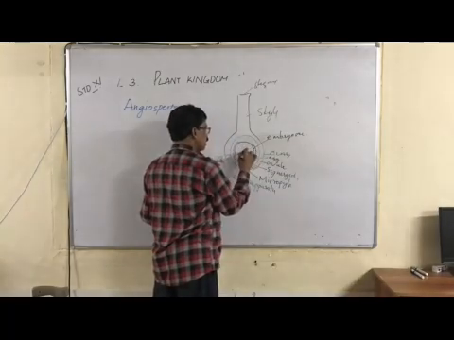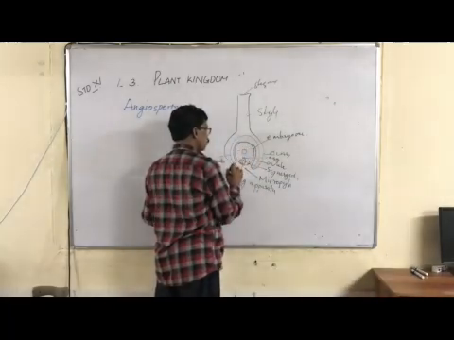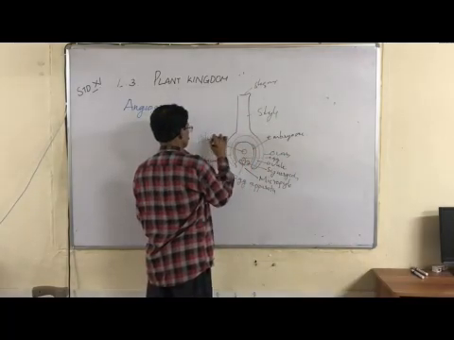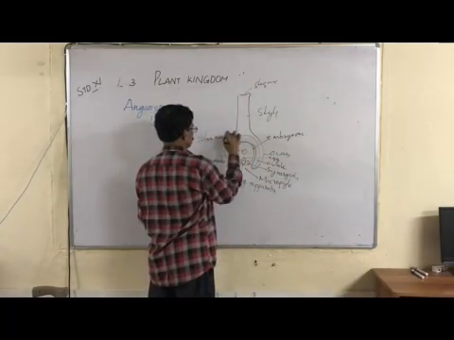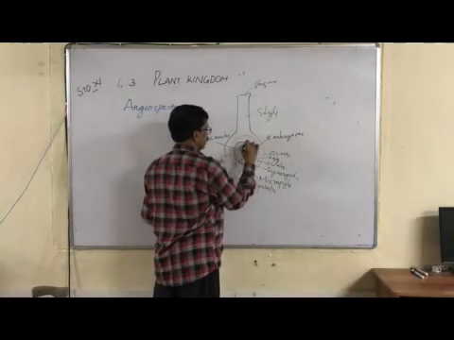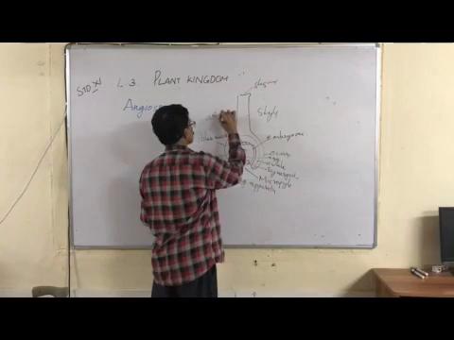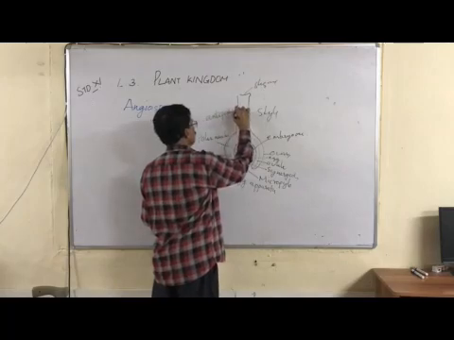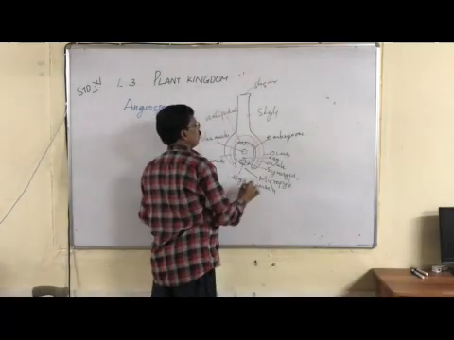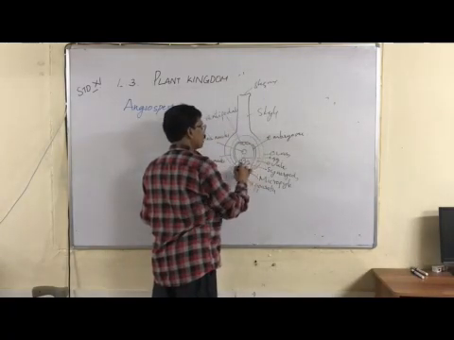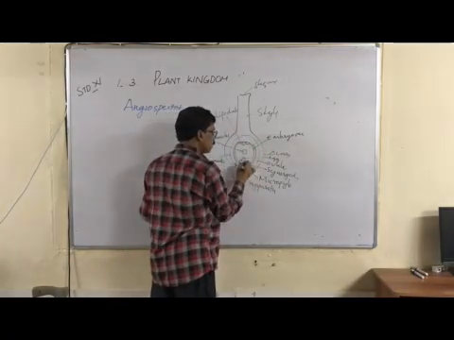Now in the embryo sac at the center we can see the diploid nucleus, the polar nucleus. And here are the antipodals. So in short, a mature flower contains a mature ovule, and the ovule contains the embryo sac inside.